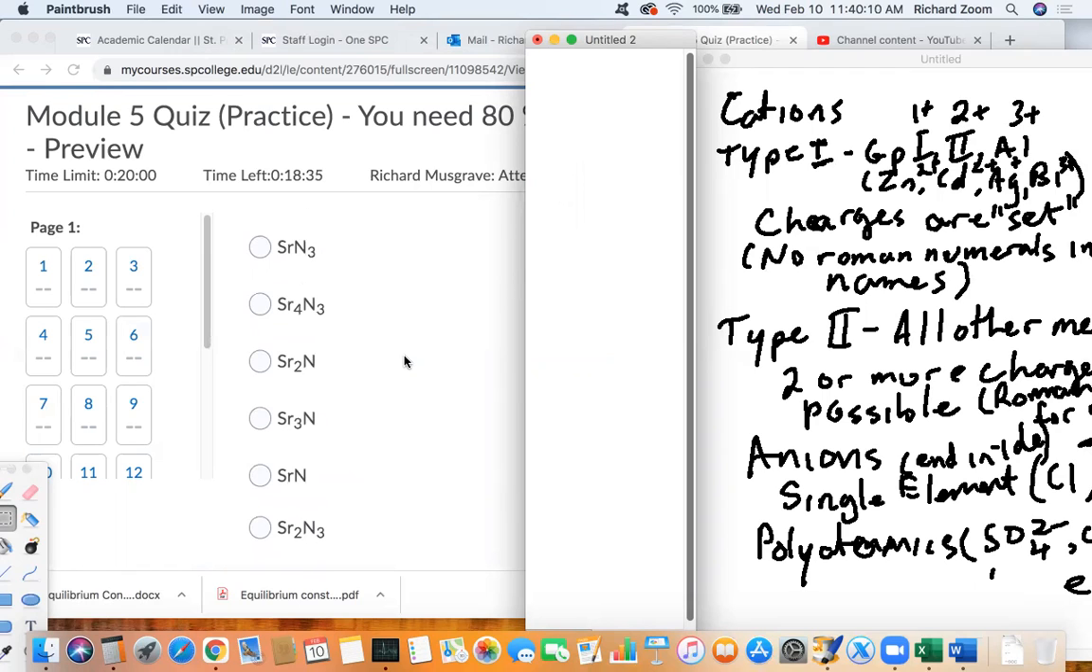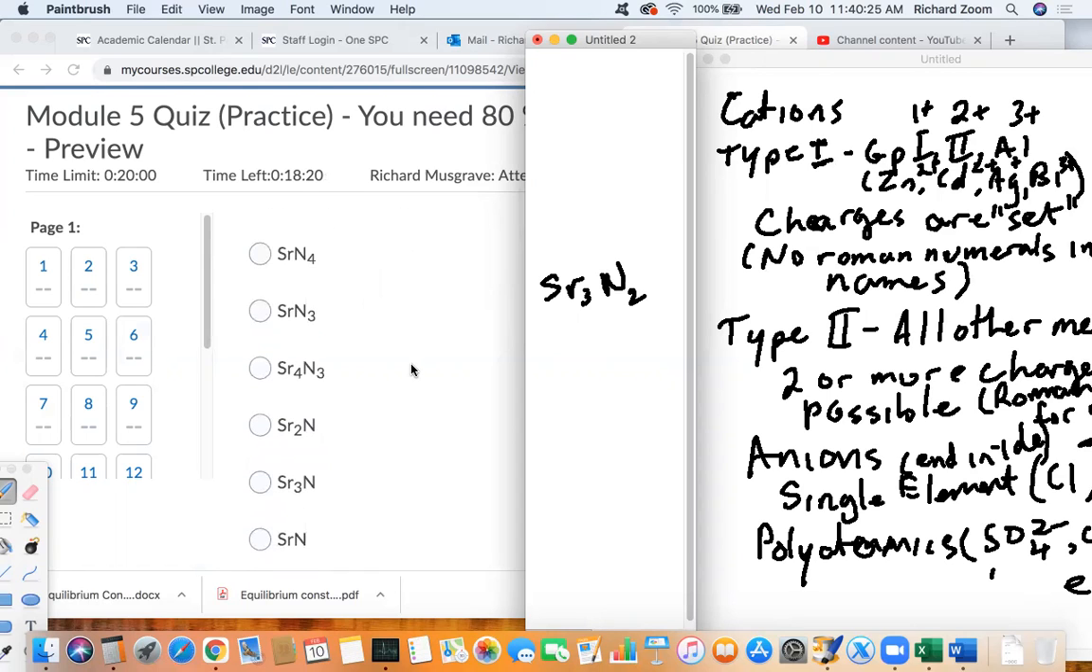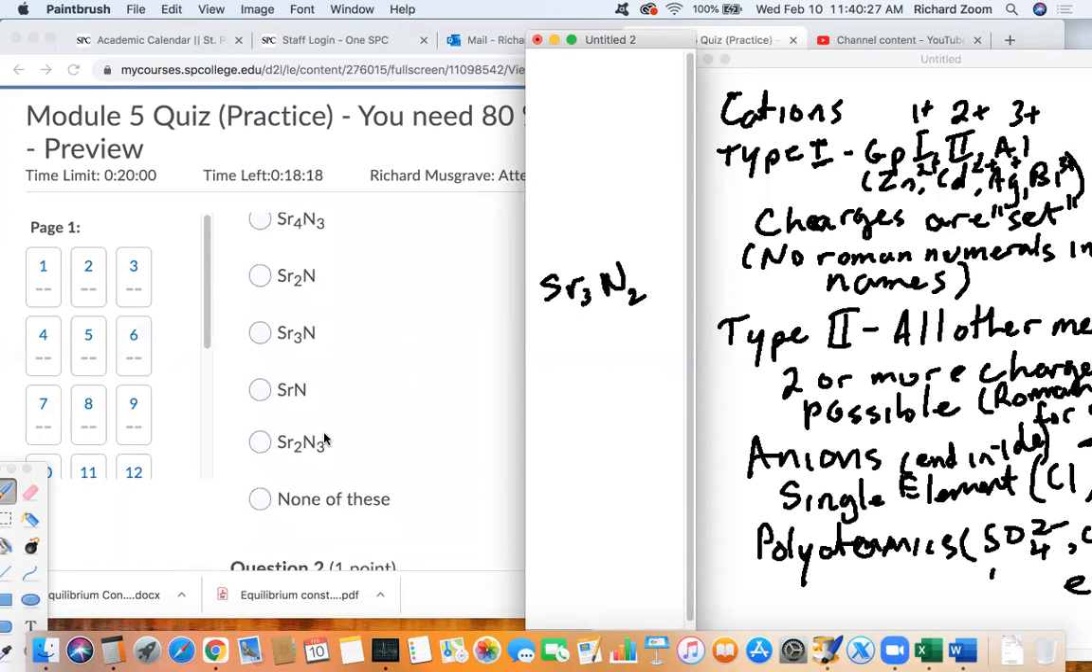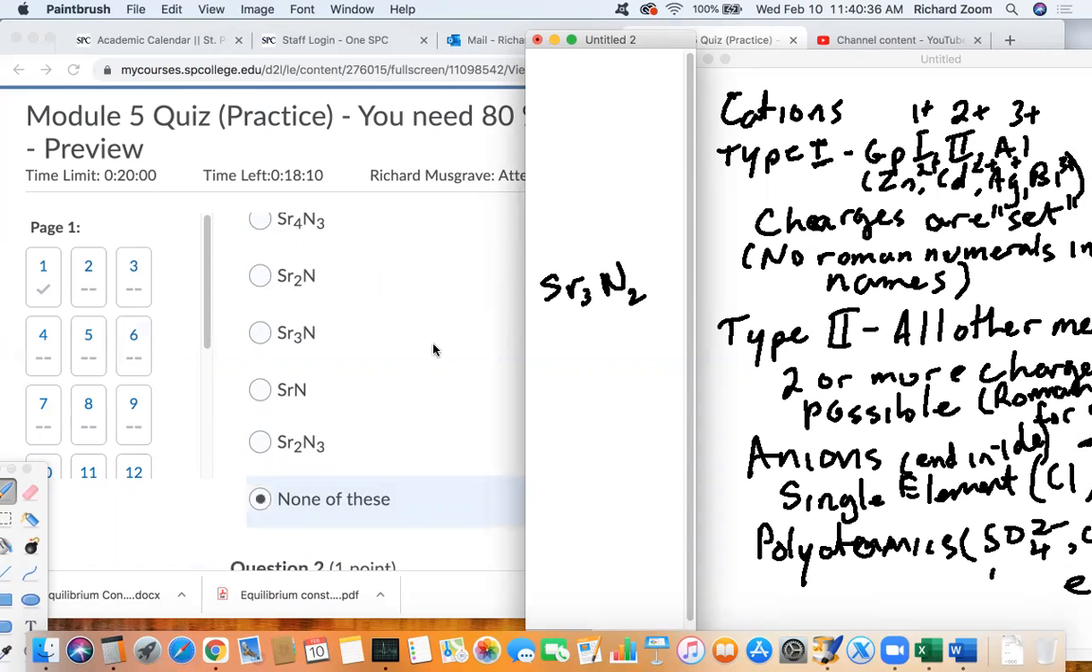You'll also notice, well, actually let me put the answer in here. Again, it was Sr3N2. You'll notice that I don't think it's actually an answer here. So you have to select none of these, and none of these is actually an answer to some of these. So it'd be none of these. That's one thing I want to point out.